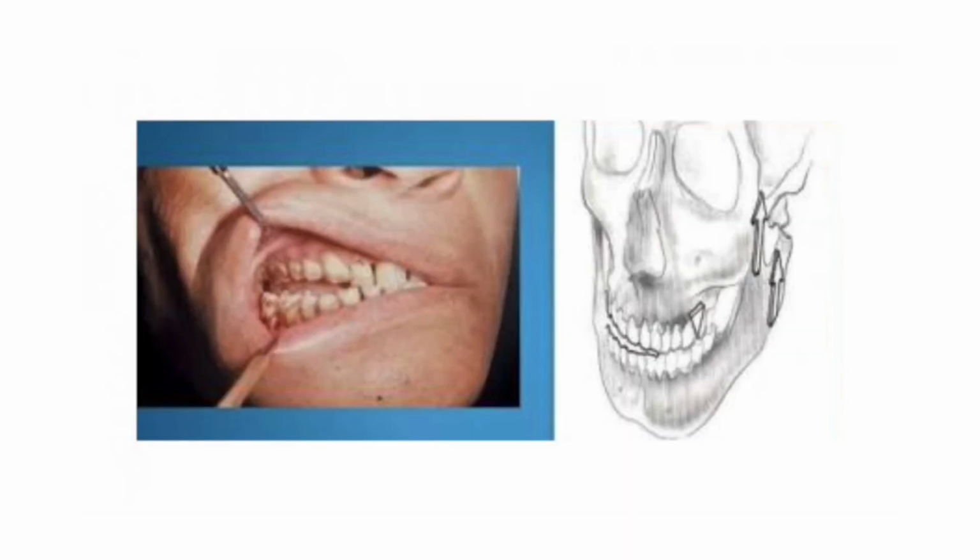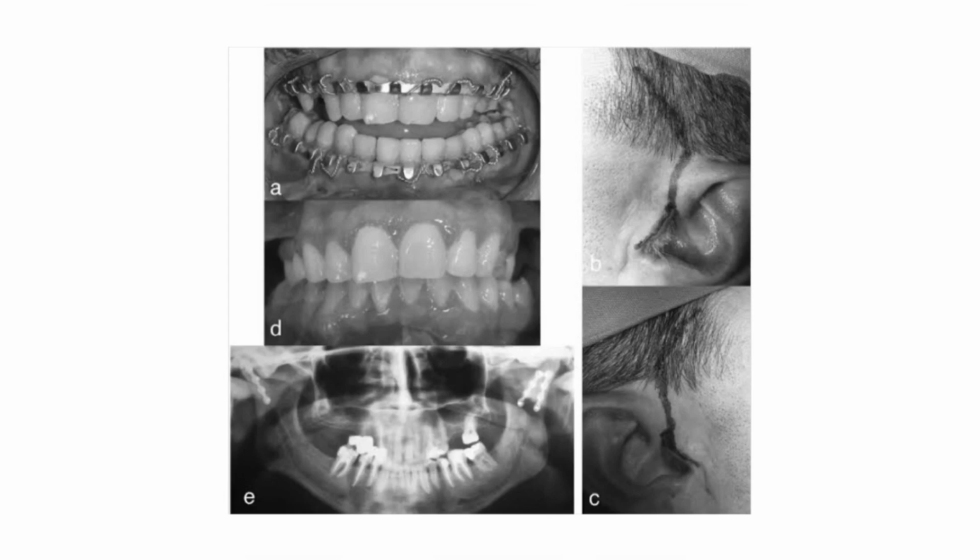Look at this picture, that is unilateral condylar fracture with posterior gagging on one side and posterior open bite on the other side. This is bilateral condylar fracture in which there is anterior open bite and posterior gagging on both sides. In this picture, extraoral signs are also shown.